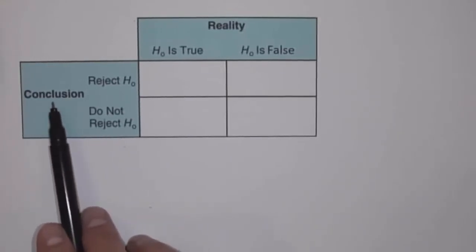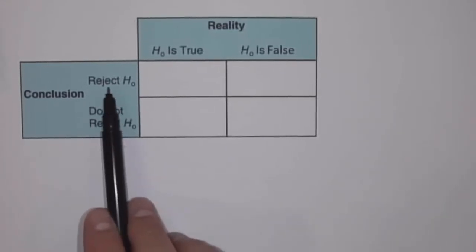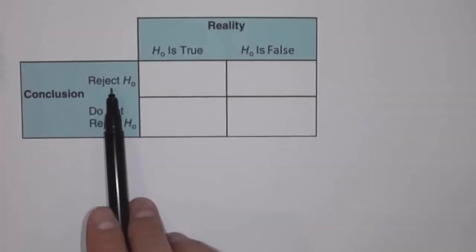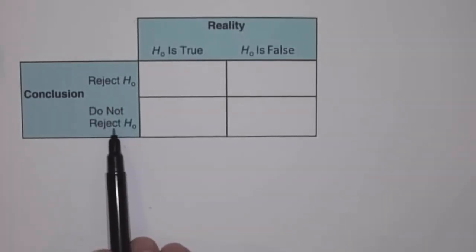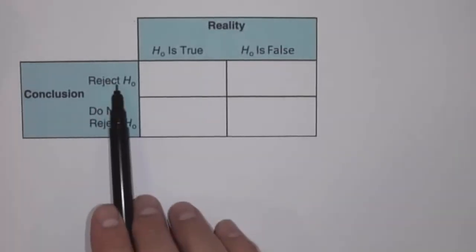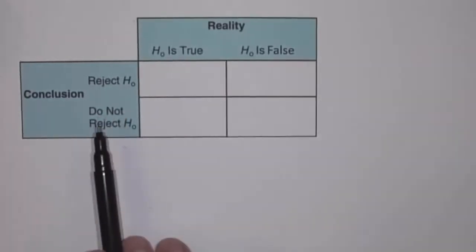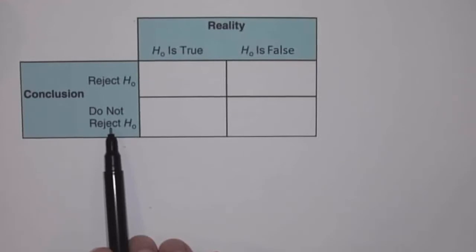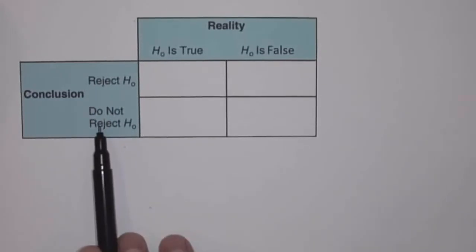So at the end of our test, we're going to make one of two conclusions. We're either going to reject the null hypothesis. In other words, we're going to conclude that the null hypothesis is false. Or we will not reject the null hypothesis. If we do not reject the null hypothesis, then we're concluding that the null hypothesis is true. So we reject the null hypothesis if our evidence convinces us that the null hypothesis is false, and we will not reject the null hypothesis if we conclude that the null hypothesis is true. So we'll make one of two conclusions.